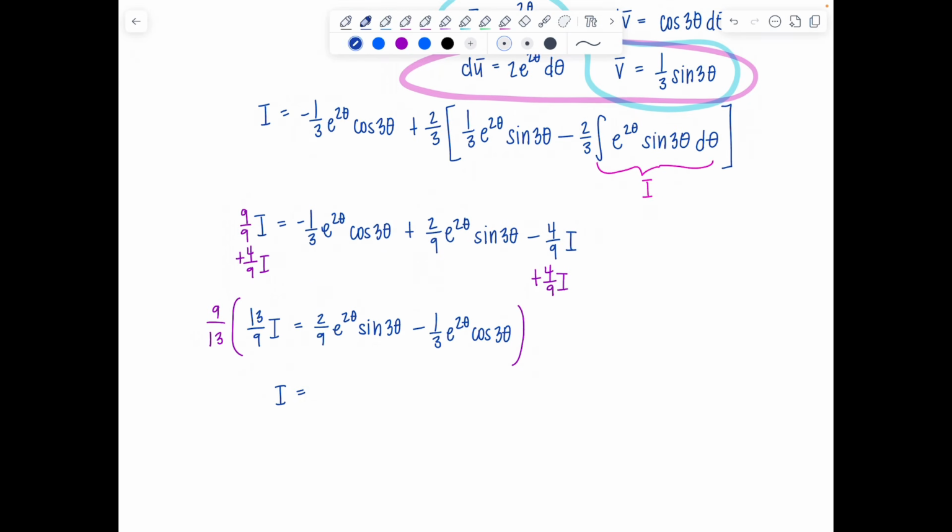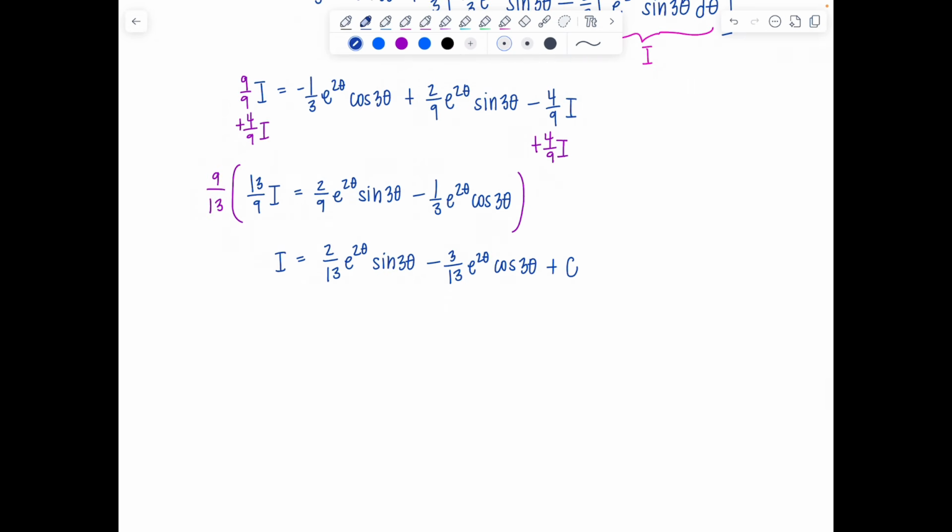So I equals, those 9s will cancel, 2/13 e to the 2 theta sine 3 theta minus 9/13 times 1/3 is going to be 3/13, yes, e to the 2 theta cosine 3 theta, and then you just have to remember, I have to put plus c at some point because this was an indefinite integral. You can leave it like that. If you want to just remind the people, like, oh, originally I was the integral of e to the 2 theta sine 3 theta d theta, feel free.